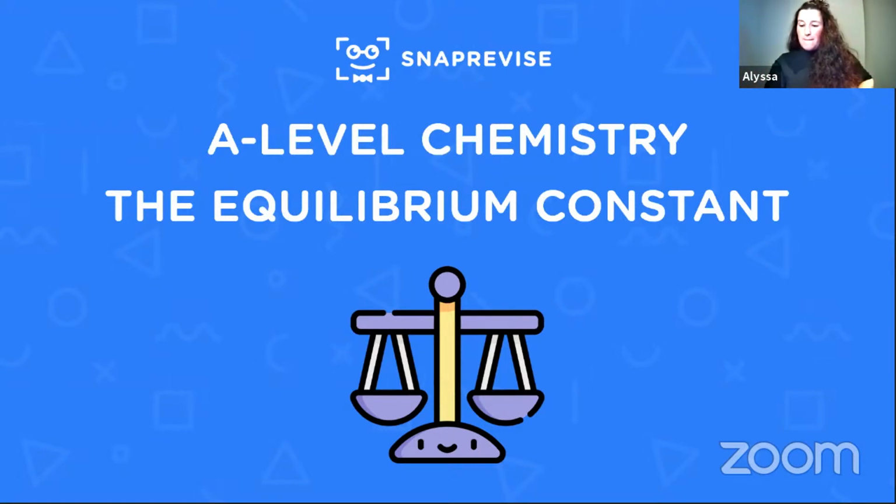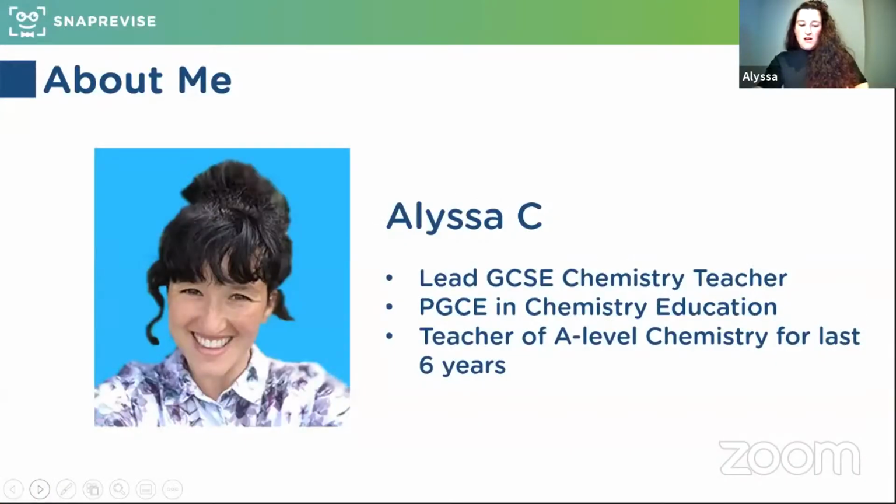So a little bit about me whilst I get my touchscreen sorted. I'm the lead, sorry, you can't see me now. I'm the lead chemistry teacher at SnapRise. I teach the GCSE and A-level chemistry class here at SnapRise. I've got a PGCE in chemistry education from Oxford, and I've been teaching A-level chemistry for the last 6 years. I love all the sciences. I am a fan of all the sciences, so chemistry, physics, and biology. But chemistry is my fave. And I do have a master's in chemistry, so that is the thing I know the most about, definitely.